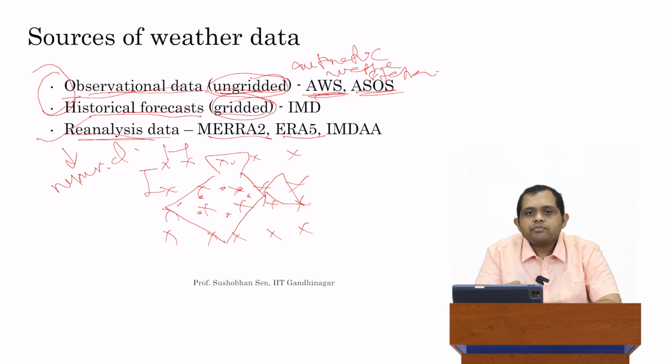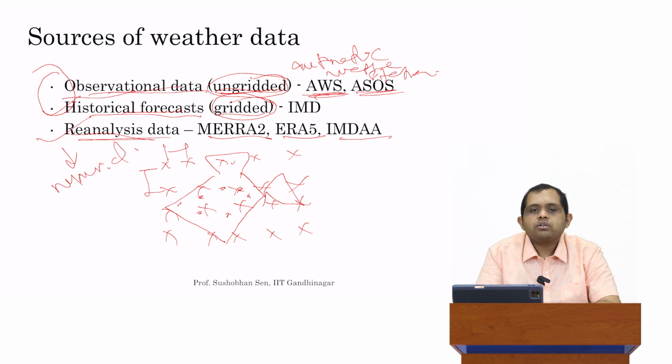There is ERA5, which comes from the European agencies. And then IMD has the IMD-AA, which is actually based on the monsoon mission, but we also have a reanalysis product for the Indian subcontinent. So to answer the question, if I ask you that in the last 30 years, can you tell me the average annual air temperature?